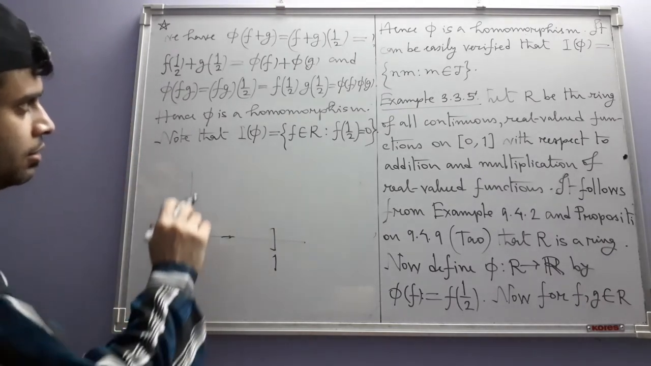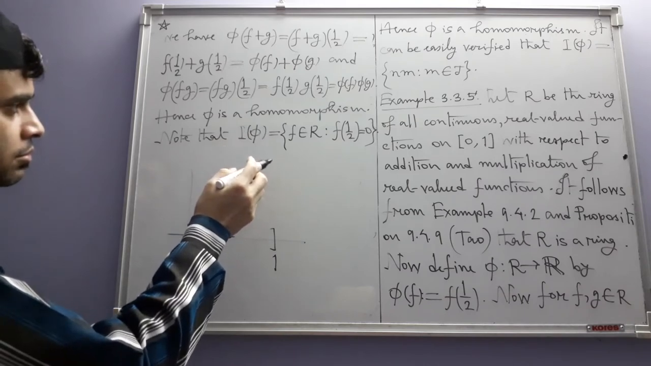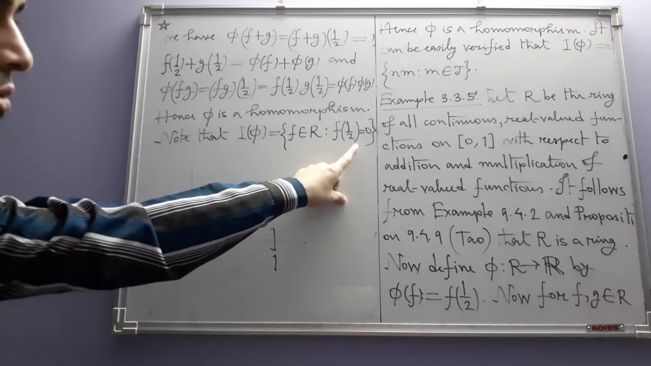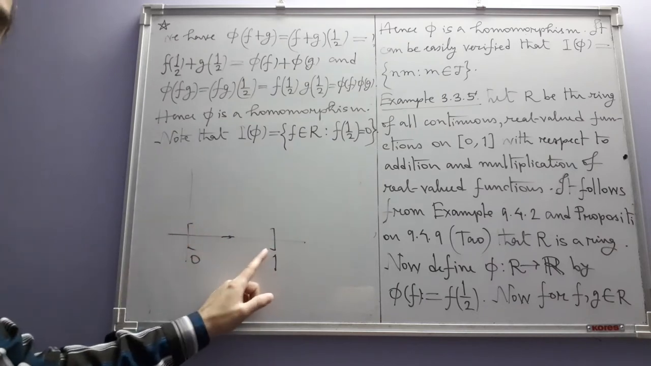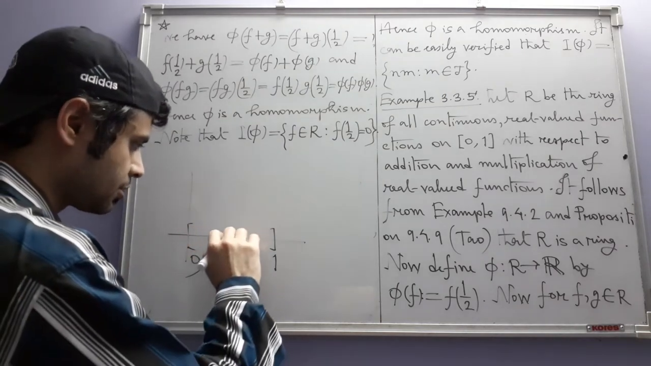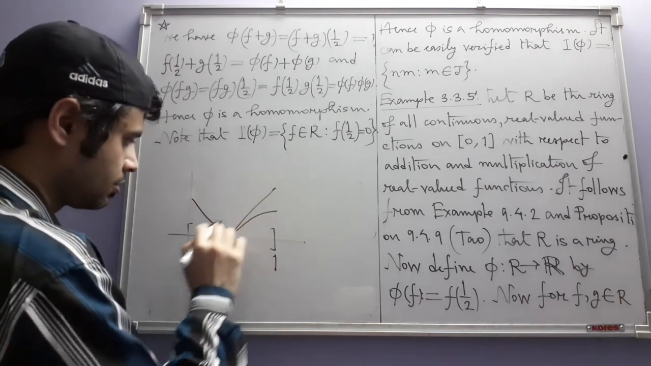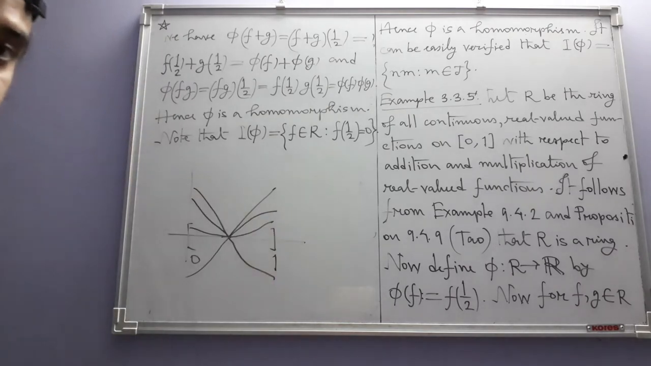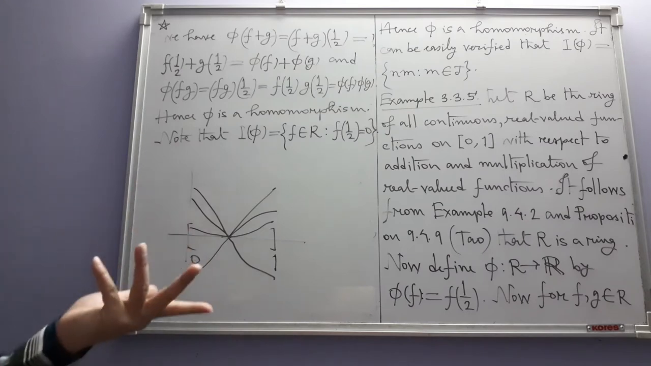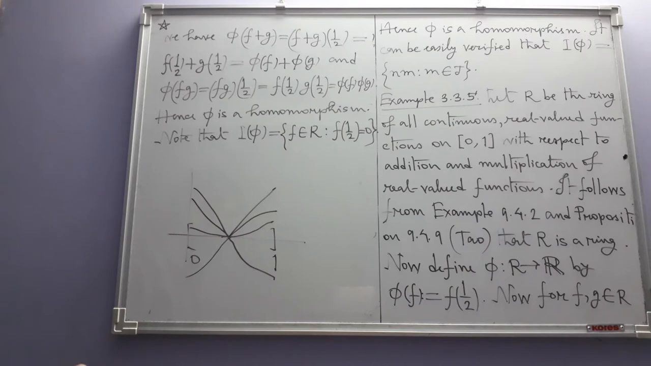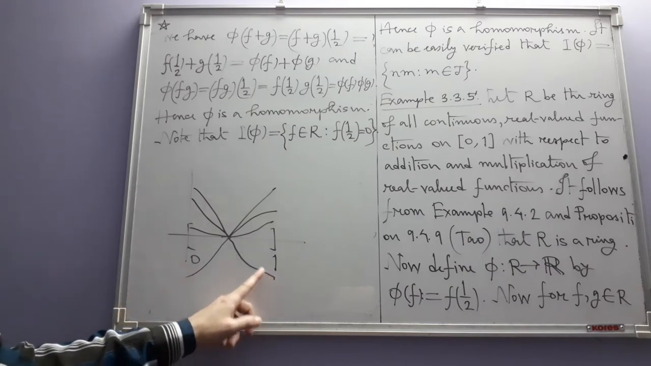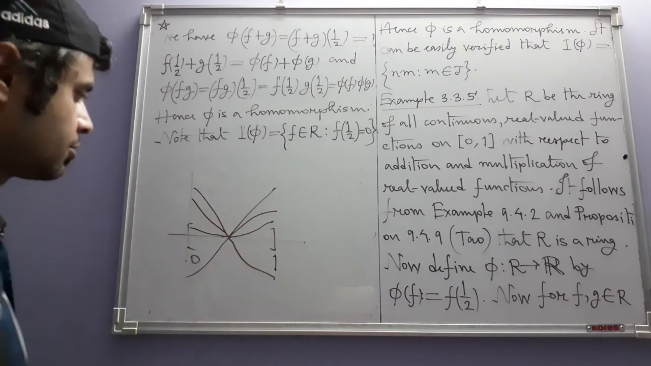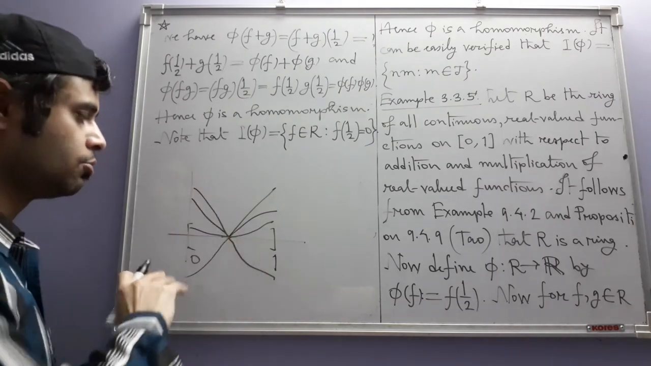So consider all such functions which vanish at 1 by 2, which become 0 at 1 by 2, and which are continuous on this closed interval. So the graphs of those functions will look like this. There will be infinitely many such functions, but they will all vanish at 1 by 2, and they are continuous. And from some results in calculus, you also know that such functions will have a maximum and minimum inside this closed interval. They will be uniformly continuous. Okay, so the kernel consists of functions whose graphs look like this.